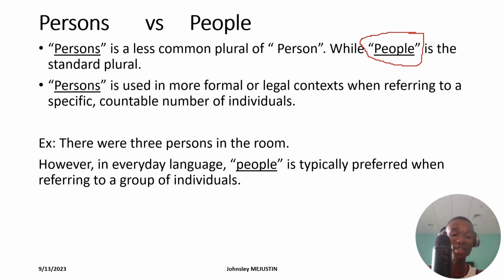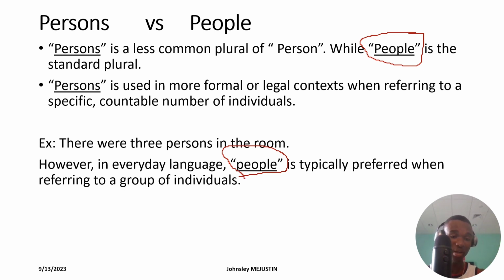People use persons when referring to a specific countable number of individuals. Like if there are some people whom I can count, I know how many they are. It's a specific number. I can use persons, especially in formal or legal contexts. For example, you could say there were 3 persons in the room. However, in everyday language, people is typically preferred when referring to a group of individuals. So generally, people would say people when there's more than one person.